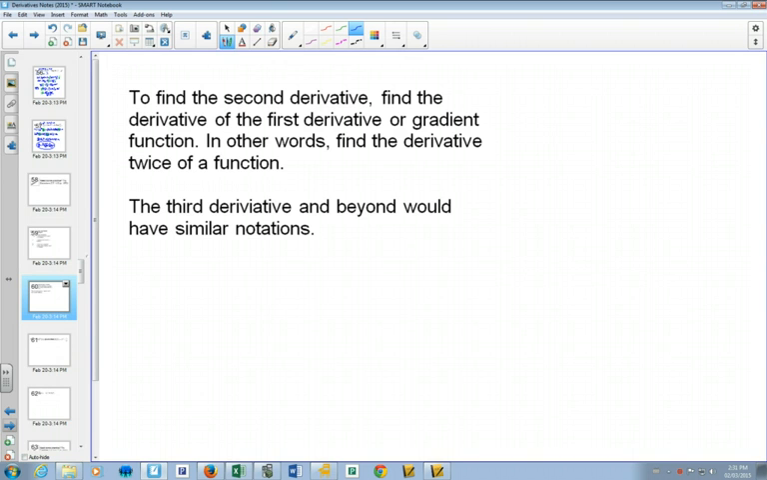And the third derivative would just have 3 marks. The nth derivative, sometimes if you were asked to find the nth derivative, they put a little n up there to indicate that there would be like n little dash marks.